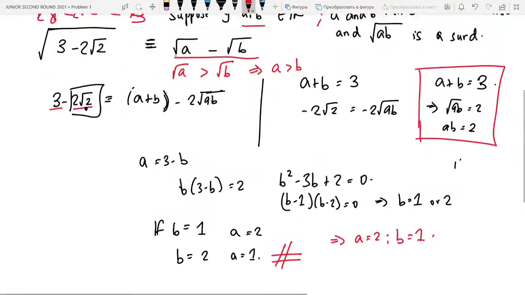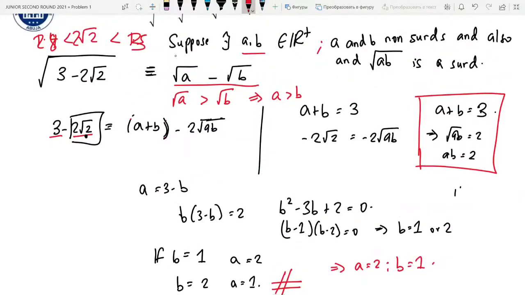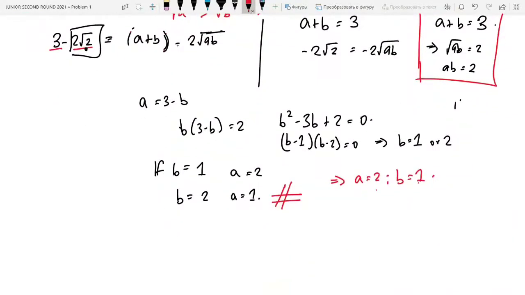And also we have to make sure that all these assumptions here still hold. A and B are non-surd: 2 is a non-surd, 1 is a non-surd. Yes, you can write it as root 4, but it can stand alone, you can express it in a form that is a non-surd. And AB is 2, so square root of 2 is a surd. 2 is not a perfect square. So it satisfies all the properties of this assumption here. So we are good to go. So it means that we can express it in this form.